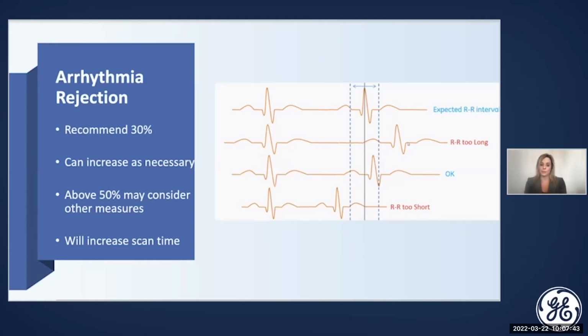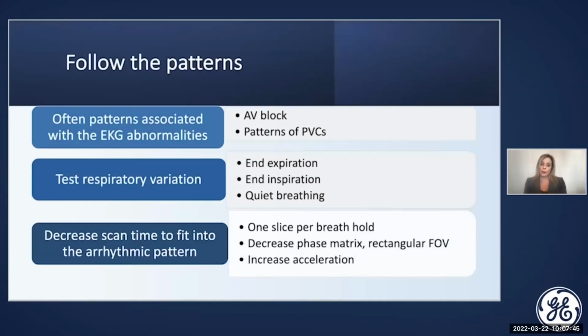It's also very important to follow the patterns. Often EKG abnormalities have patterns, certain types of things like AV block. Often PVCs also come at different types of patterns. There can be respiratory variation. So it's important to have your patient check the EKG tracing at end expiration versus end inspiration. And oftentimes PVCs and these types of things can be less during quiet breathing.